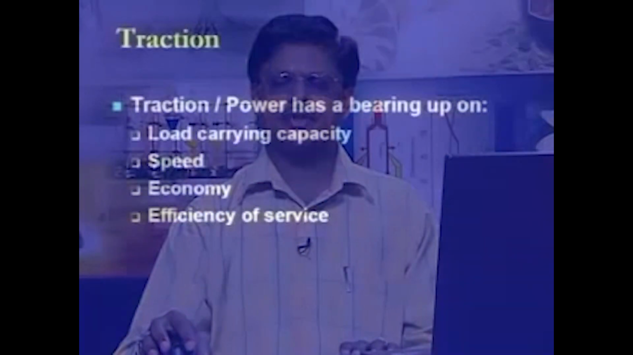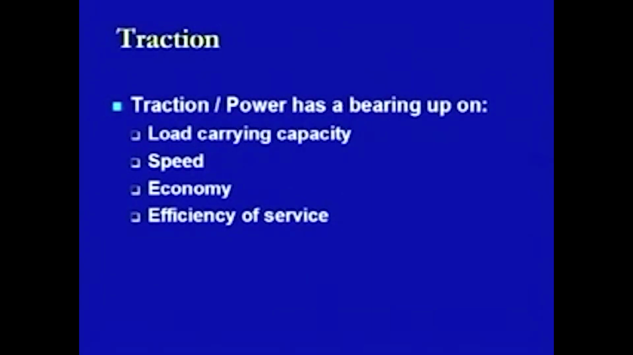In the case of traction of the power, it has a bearing upon certain things. We have to choose what type of traction is to be provided, and this is going to be governed by some factors as listed here. The very first factor which defines the total power or the tractive effort to be provided for any locomotive is the load carrying capacity. This load carrying capacity is different for passengers and it is different for goods. Therefore, we have to look at the total amount of load which is to be carried, and on the basis of that we have to select any locomotive.